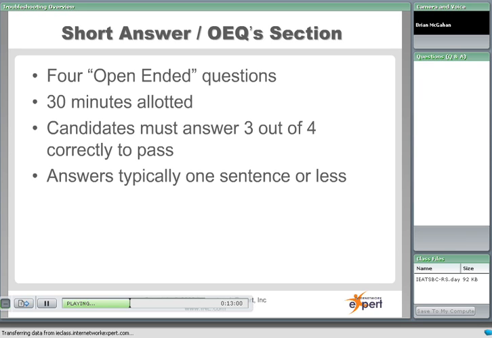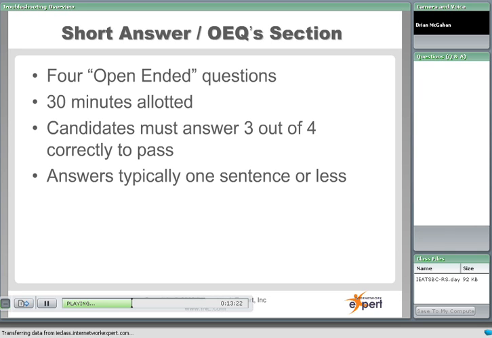So this week we're not going to focus on the open-ended questions, but I'm sure that Anthony will touch on that again Friday when we talk about the overall exam format and what to expect when you get to the exam. But the key here is that you do need to pass this section in order to achieve a passing score on the entire exam.